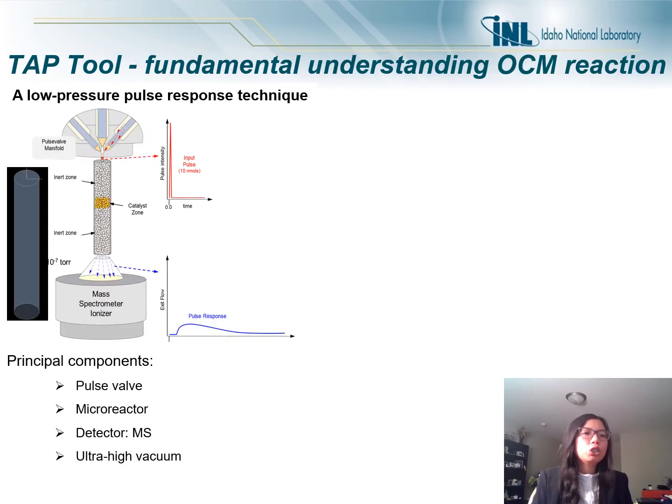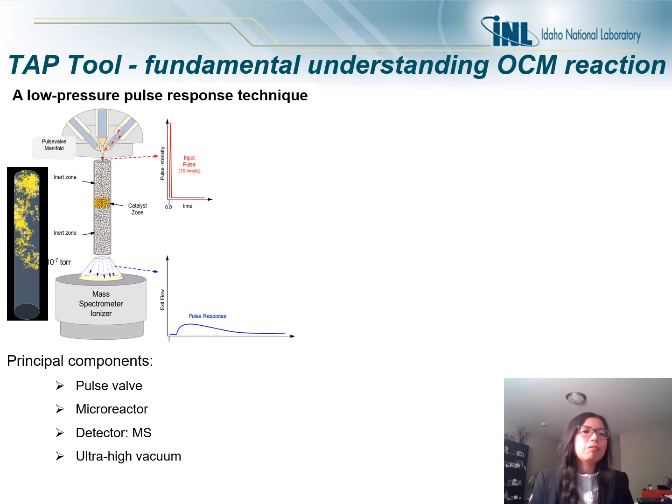Here, I will give a short introduction to the TAP instrument since it's not a common tool. TAP is a low-pressure pulse technique. Its major components include the pulse valve, the microreactor, in which a tiny catalyst bed sits, the mass spec, and the ultra-high vacuum system. As the movie shows, the gas molecules are injected from the pulse valve and randomly diffuse through the reactor, and eventually the gas molecules escape from the reactor and are detected by the mass spec.